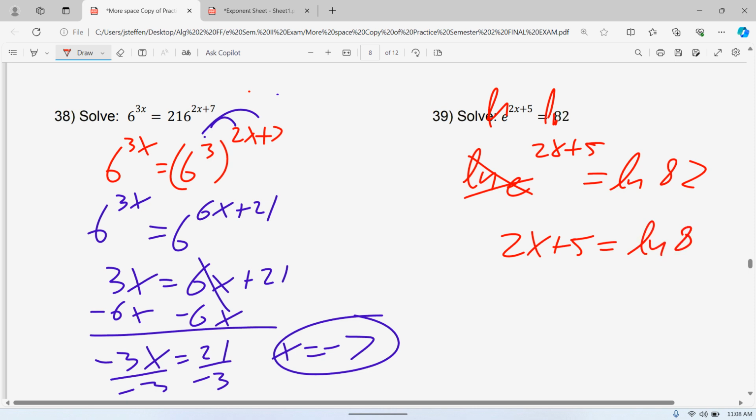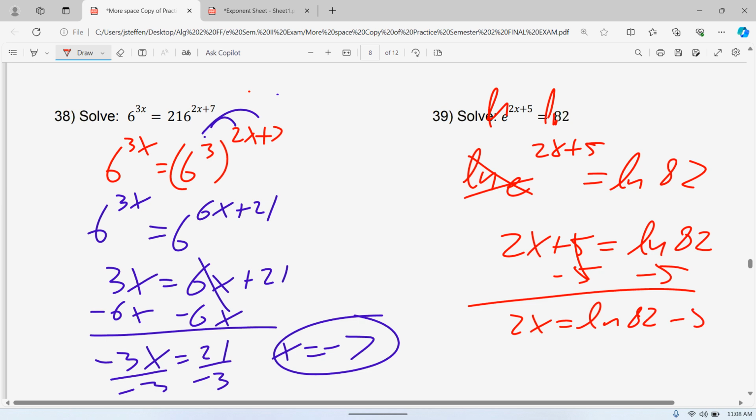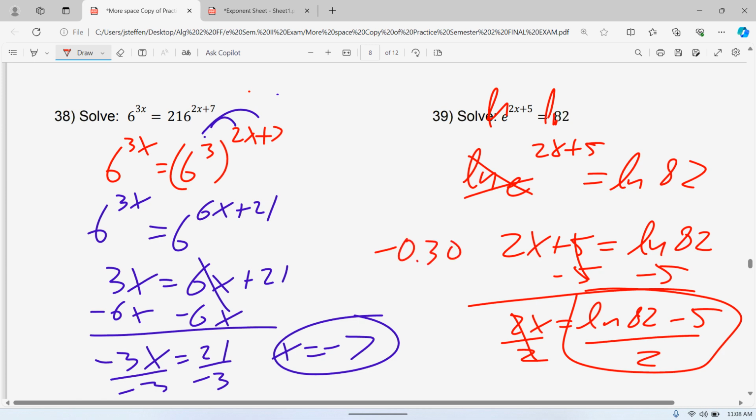Then from here, again, if it helps to make that a decimal right away, you can. For me, I don't yet. So I have 2x is equal to natural log of 82 minus 5. And then I divide that whole thing by 2. And that's what I put in my calculator. That ends up giving me negative 0.30 if you round. I think it's something like negative 0.296, I think is what it was. Anyways, look at my answer key because I'm in a hurry.